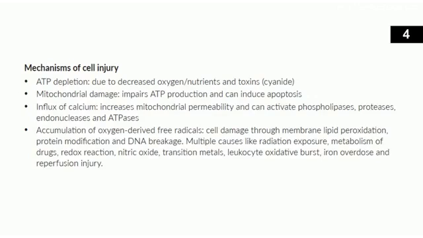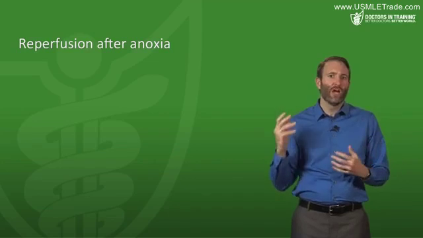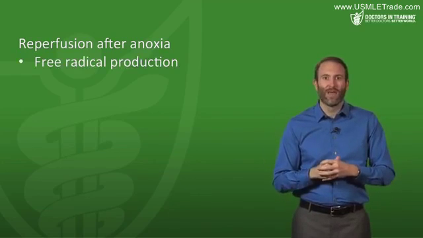Well, radiation exposure, metabolism of drugs, redox reaction, nitric oxide, transition metals, a leukocyte oxidative burst. Now, some of these are desirable, like the leukocytes creating an oxidative burst, because this can be useful in killing bacteria. Of course, radiation would not be a good way to encounter free radicals. Reperfusion after anoxia is another problem. That's going to produce free radical production.